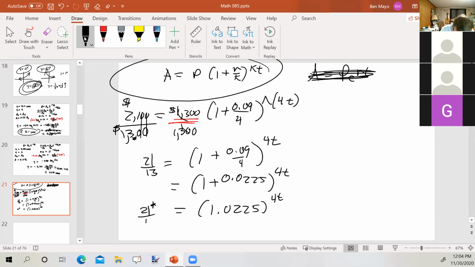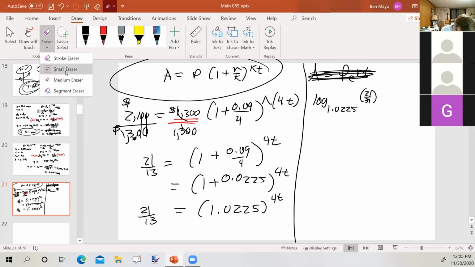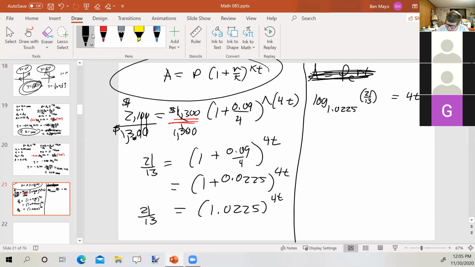So I've got 21/13 equals 1.0225 to the 4t power. Okay. I can change that into log base 1.0225 of 21/13. Oops, I wrote 13 backwards. Equals 4t. Are you following?